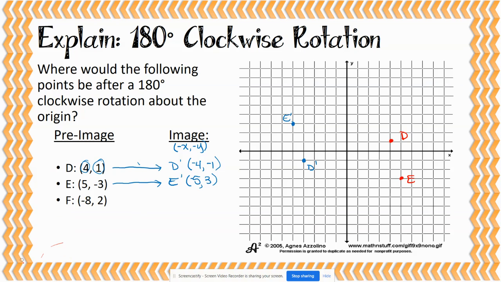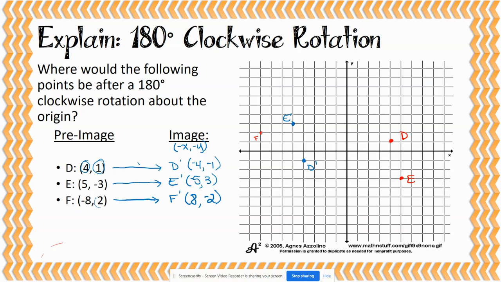Now our last one here is F, which is located at (-8, 2). So to get there, I would move left 8, 1, 2, 3, 4, 5, 6, 7, 8, then up 2, 1, 2. So here would be F. Well, to get to F prime, I would need to change x and y to their opposites. So -8 would change to +8, and 2 would change to -2.